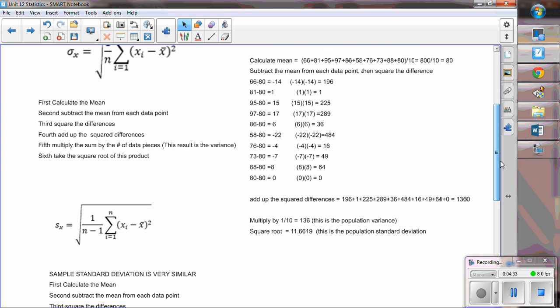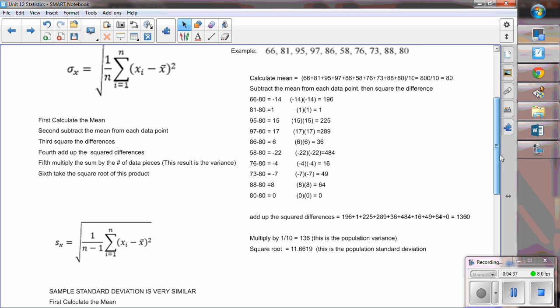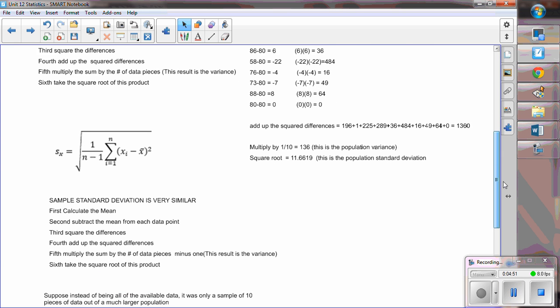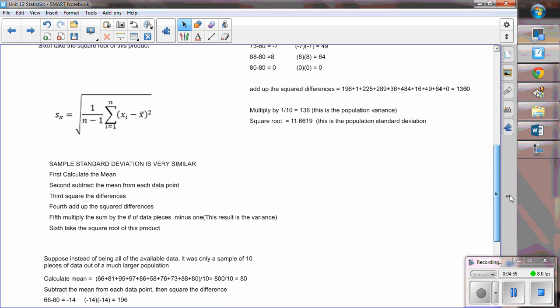The difference between this and a sample standard deviation, they're very, very similar. There's just one little difference, and it's what you are multiplying the sum by. This sum is actually going to be multiplied by 1 over n minus 1. And the reason is that there is more variability in a sample than there is in an entire population. So sample standard deviation is very similar.